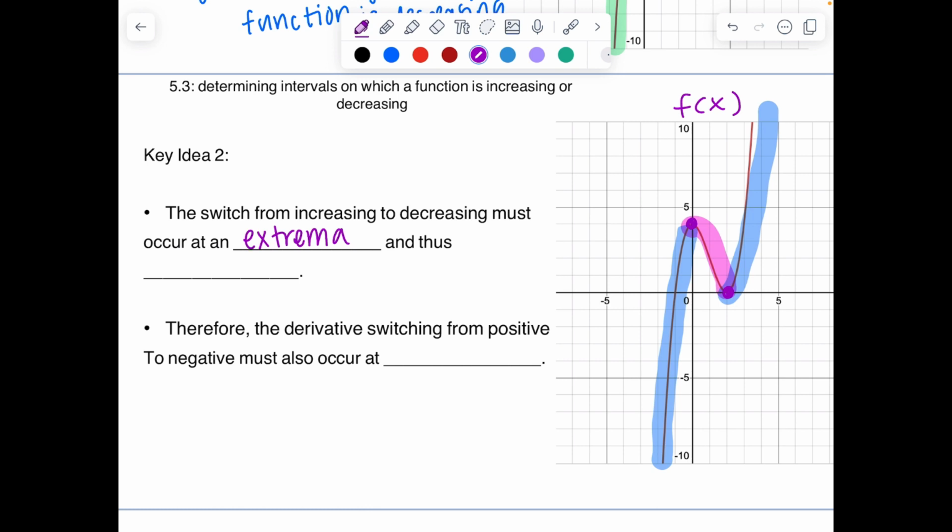And if you guys remember what we talked about yesterday, another thing that you could call an extrema is a critical point. So all extrema, what we talked about yesterday, all extrema occur at critical points. And so the switch from increasing to decreasing must occur at an extrema and thus a critical point. And so therefore, the derivative switching from positive to negative must also occur at a critical point.